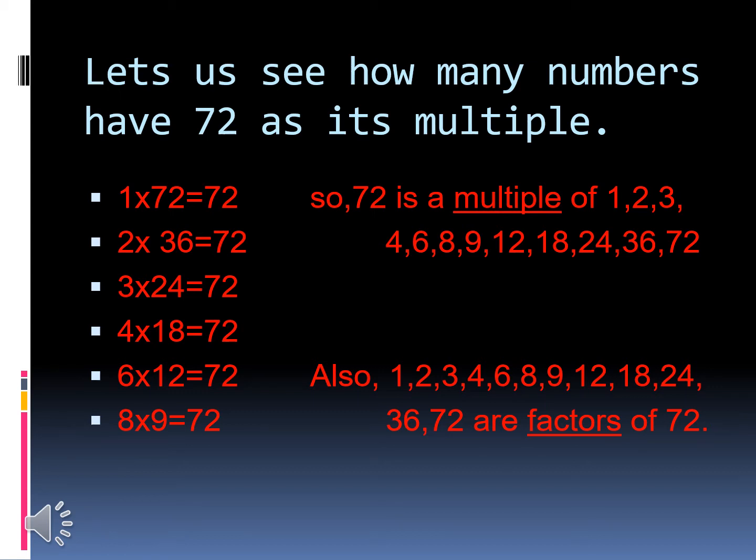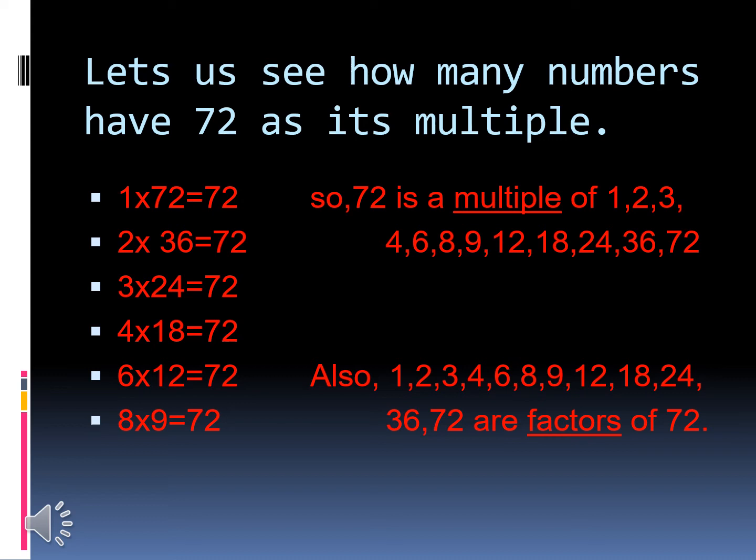Now, how to understand whether there may be more numbers which have multiples as 72 or not is very easy. Let's follow the divisibility rules starting from 1. Since 1 is a factor of every number, it comes in the table of 1. Next, 72, the ones place is 2. The ones place is even, so it is divisible by 2. So 2 into 36, right?